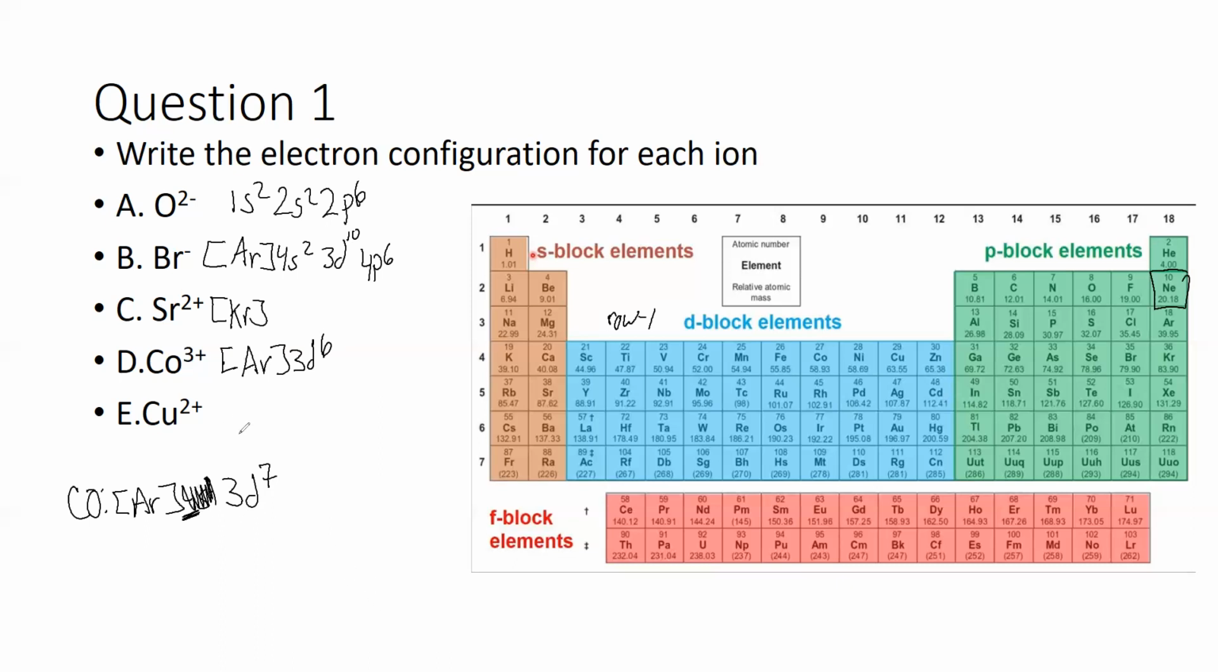And it's the same idea with copper 2+. So copper, neutral copper, is argon, and it's the 9th element in 3d. So it's 4s2, 3d9. Copper 2+ means we lose 2 electrons. So they're going to come from our valence orbital shell, which is 4s. So this is argon 3d9.